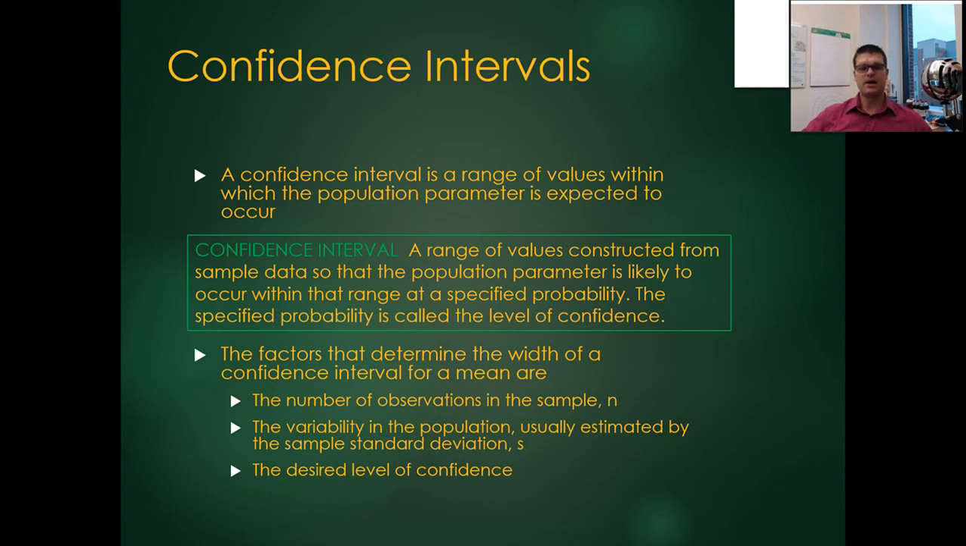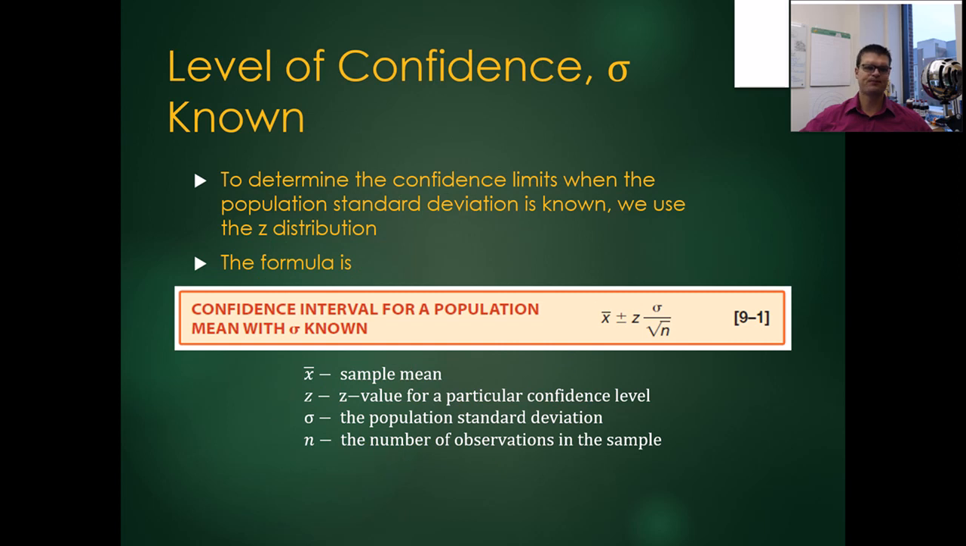Also, the variability in the population, usually estimated by the sample standard deviation. If you have a smaller variability, it's going to decrease the confidence interval, and also the desired level of confidence. If you want 95% confidence, it's actually going to make a larger confidence interval as compared to, say, 90% confidence. It's going to be a smaller interval, and we're going to get into that in just a minute.